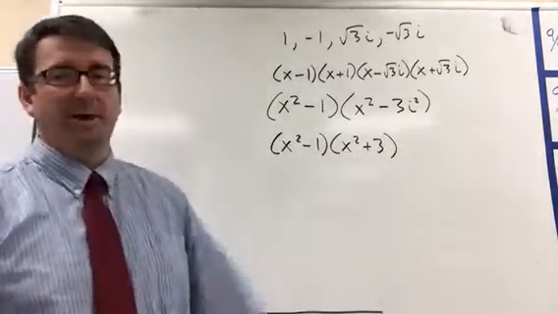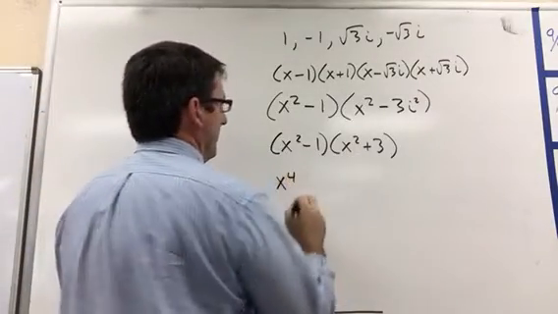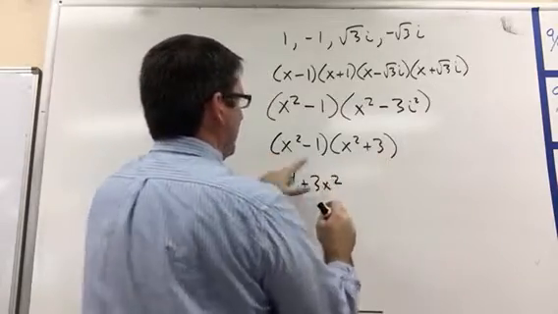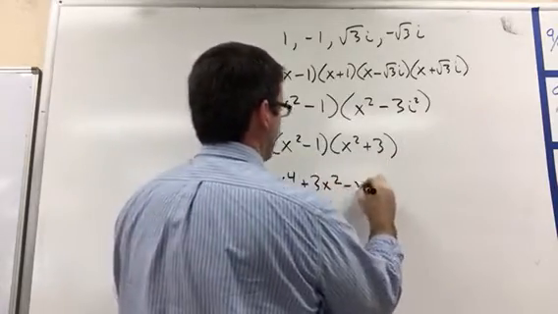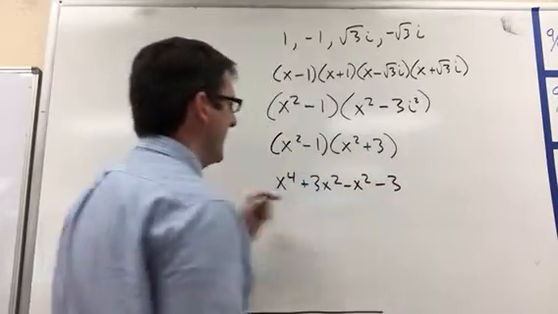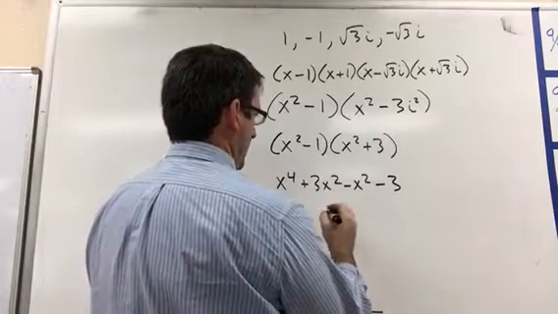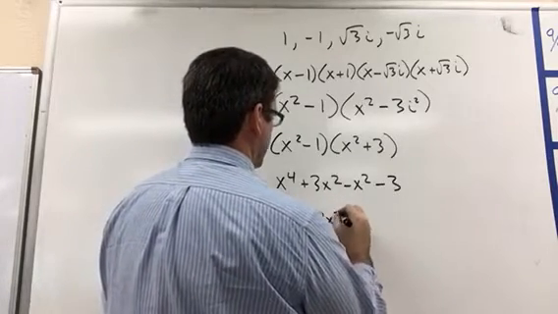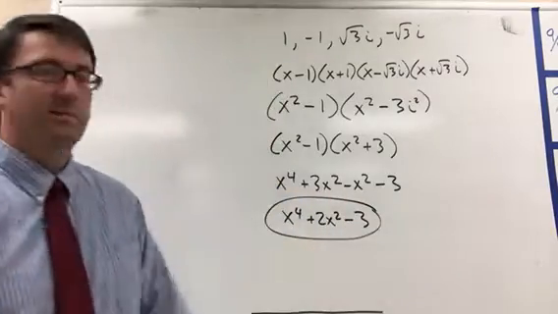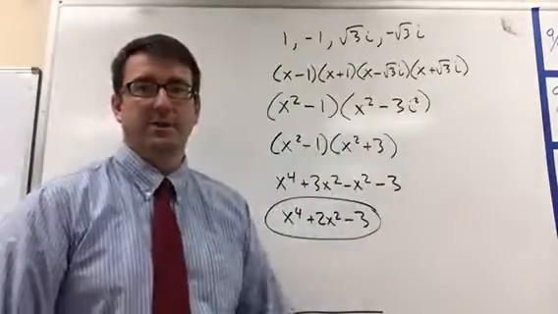And now we can multiply those two together. X squared times x squared is x to the 4th. X squared times 3 is 3x squared. -1 times x squared is negative x squared. -1 times 3 is -3. And we can combine our like terms here, so we get x to the 4th plus 2x squared minus 3. And that is going to be our polynomial of least degree that's going to give us those zeros.